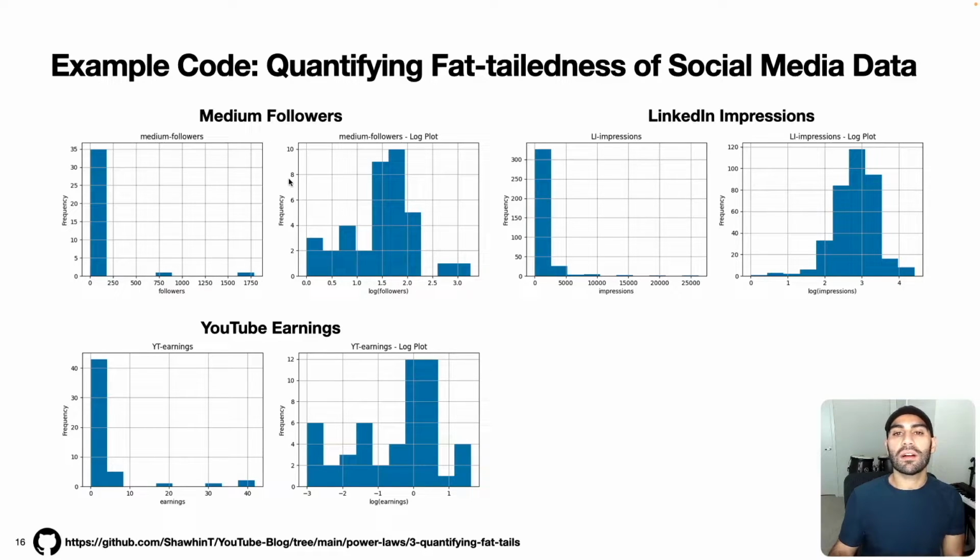This data here are the number of Medium followers gained on a month-to-month basis. Here we have YouTube earnings on a video basis, and then finally here we have daily LinkedIn impressions. Looking at all these histograms, it's pretty clear that they're all fat-tailed to some extent. Medium seems to be the most fat-tailed, and maybe LinkedIn and YouTube are following slowly behind, with LinkedIn being a little less fat-tailed. That's why I like histograms so much. You can extract so much information from just looking at the histogram and a log histogram of any data set.